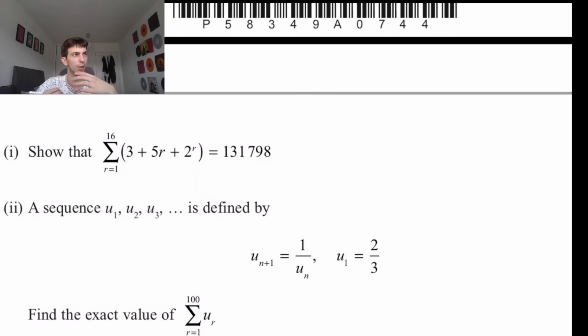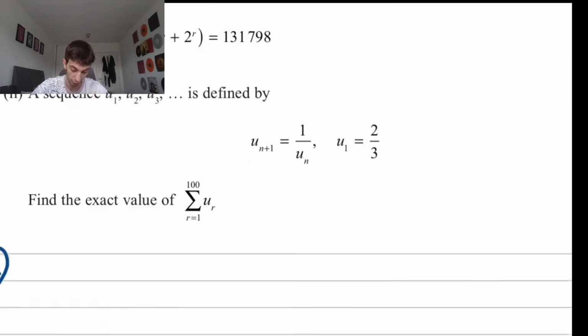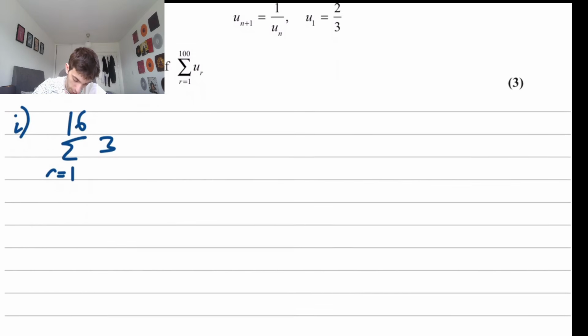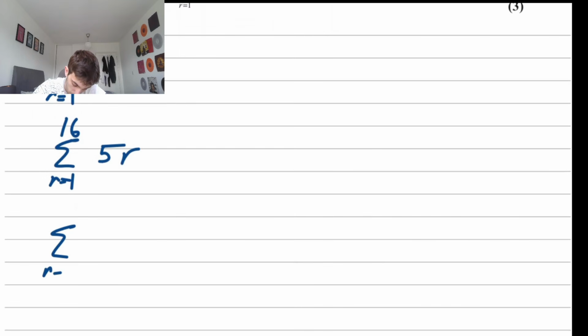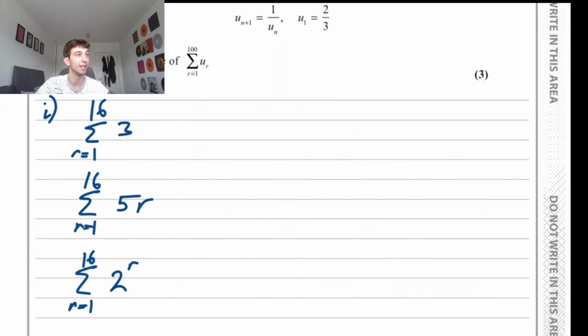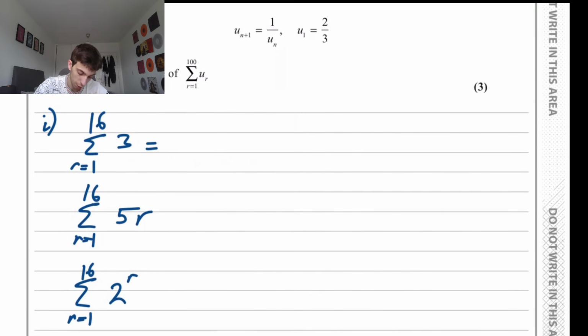Now here's a little tricky thing to know for these questions. Because we're just adding every term together, we can actually split up our summation notation. We can actually rewrite this as the summation from r equals 1 to 16 of 3, the summation from r equals 1 to 16 of 5r, and then the summation from r equals 1 to 16 of 2 to the power of r. Once again, if in doubt with summation notation, write out a few terms. Always good to write out a few terms, especially in this question.